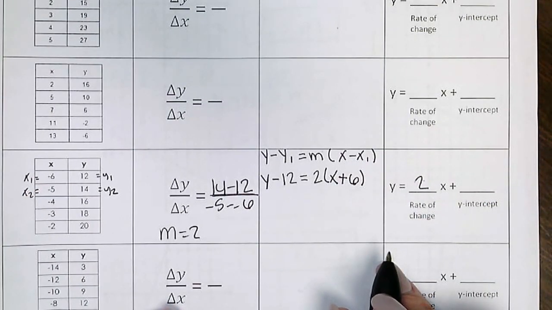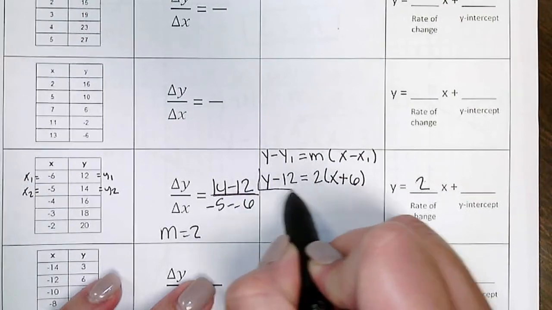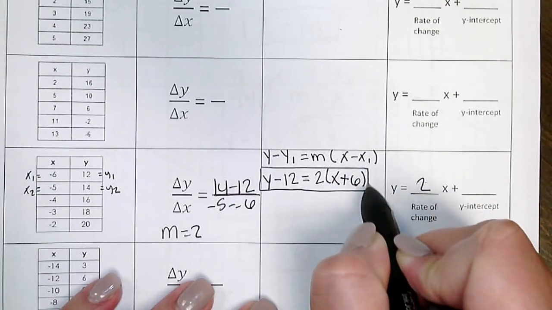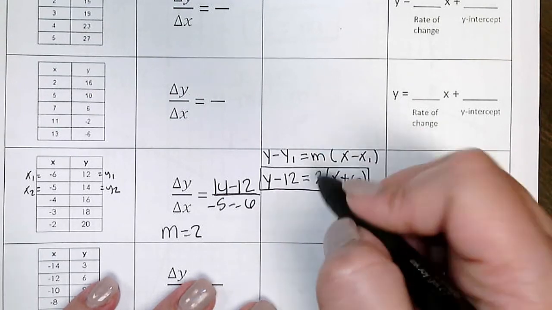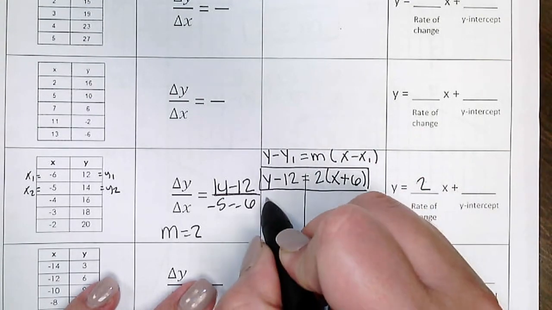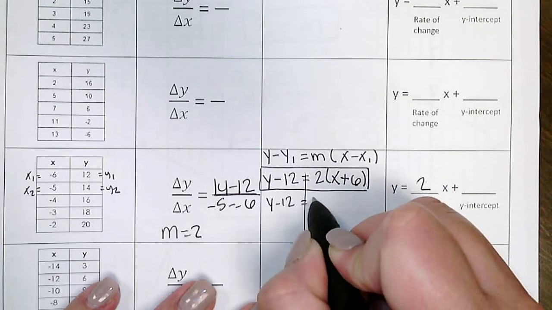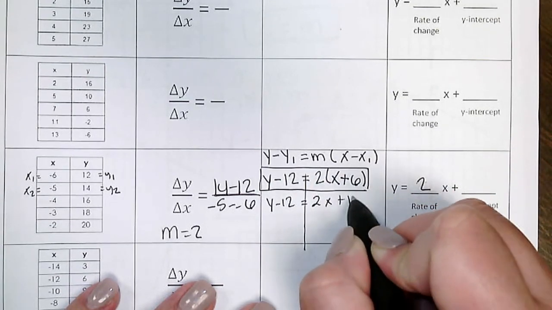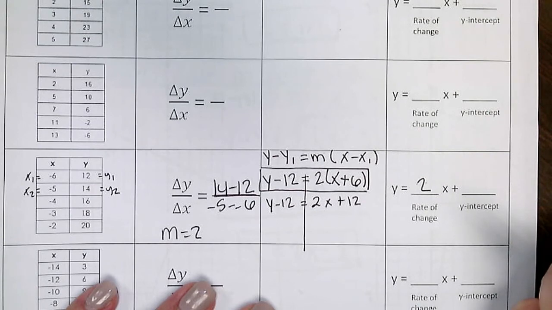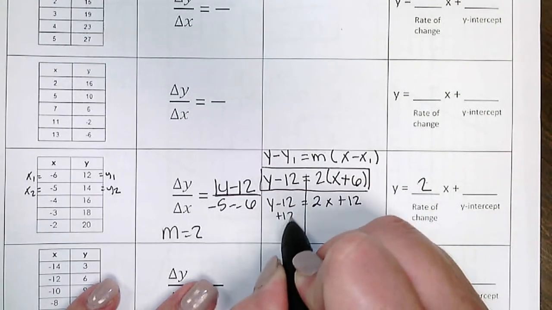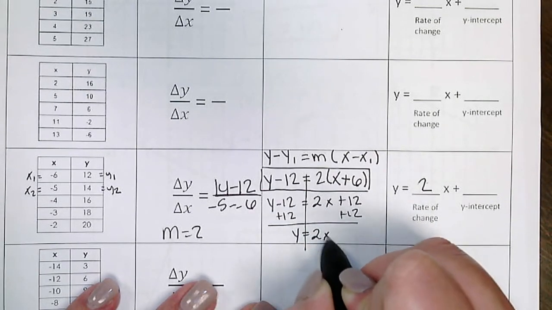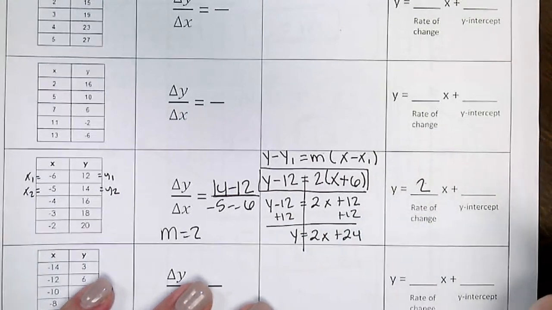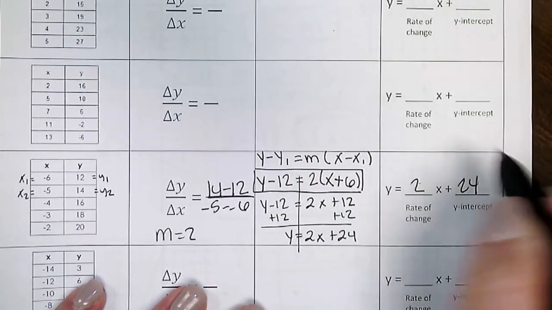Okay. Now, some questions will have you stop here and then you're done. Some will not. Some questions have you go all the way. So that'll be y minus 12 equals 2x plus 12. And then one more step here. Add 12, add 12. Y equals 2x plus 24. And that will go here.